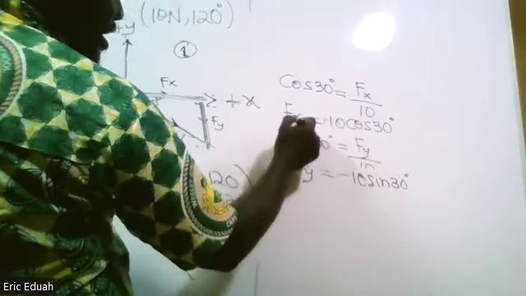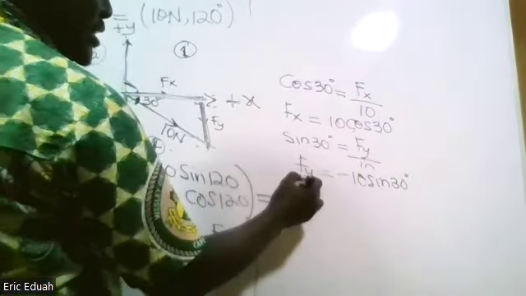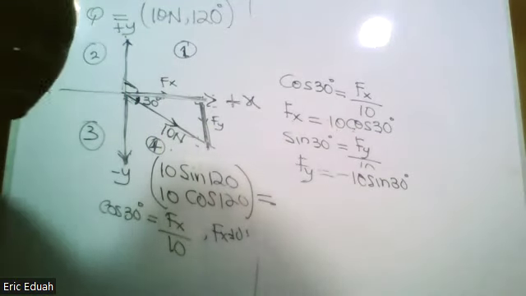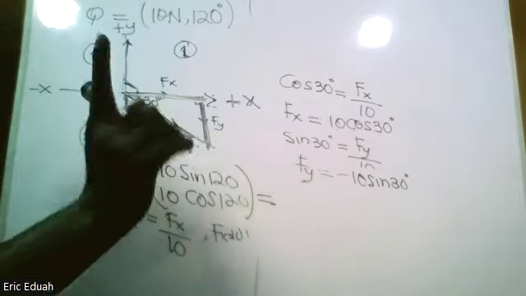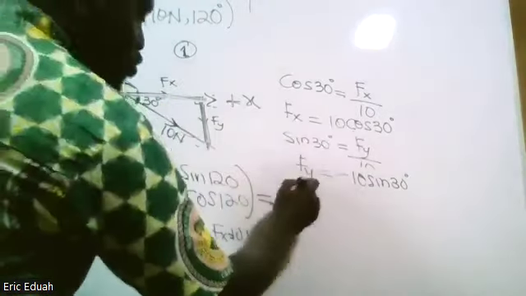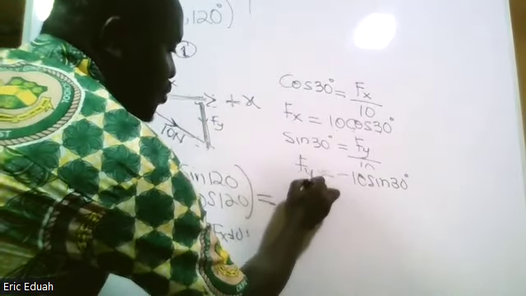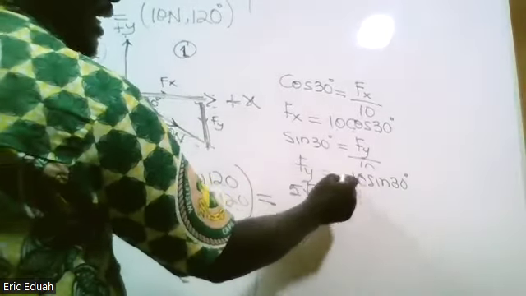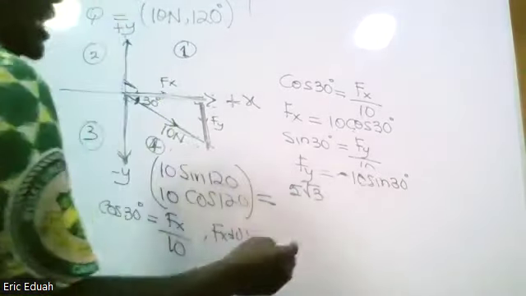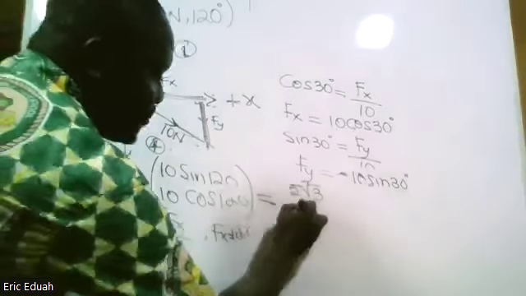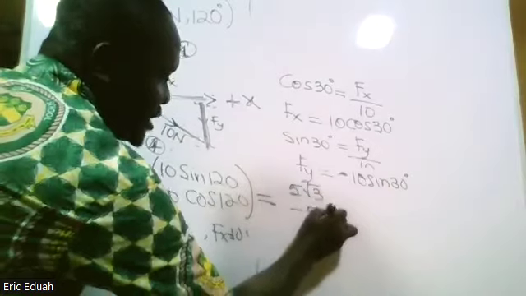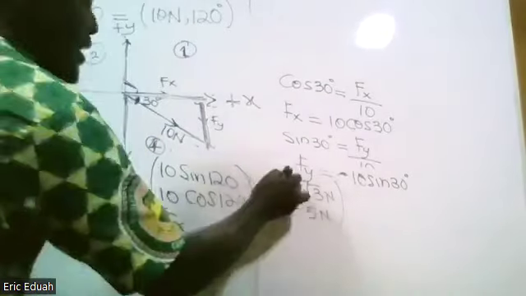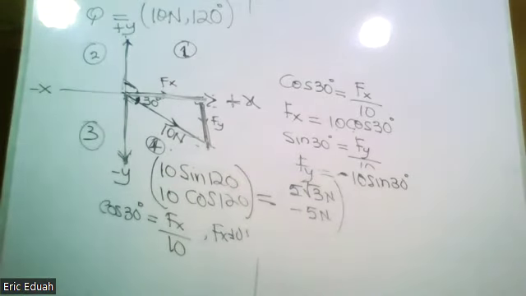So fx, which is 10 cos 30. Cos 30 is root 3 on 2. So I have 5 root 3. Then fy, which is negative 10 sine 30. Sine 30 is half. So we have minus 5 Newton. So these are the components of the 10 Newton force acting on 120.